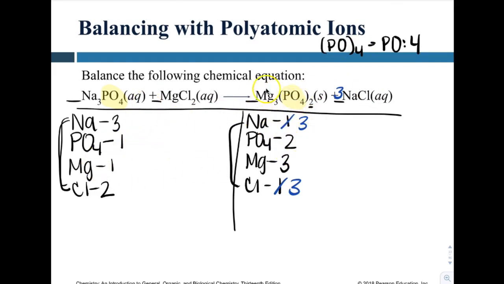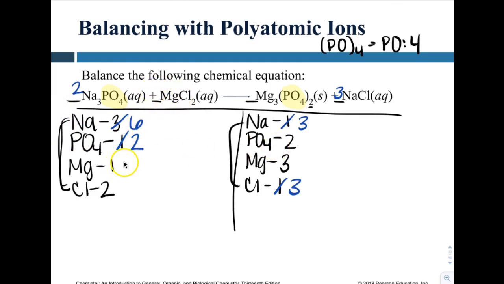Now let's change my phosphates. I have 2 phosphates on the right side. I need 2 phosphates on the left side. So we're going to put a 2 here because 2 times 1 phosphate is 2. This is not 2 times 4, 8, because phosphate is PO4. This is 2 phosphates, and then 2 times 3 sodiums is 6 sodiums. Now you can fix your sodiums if you want to. Let's fix the magnesiums next though.